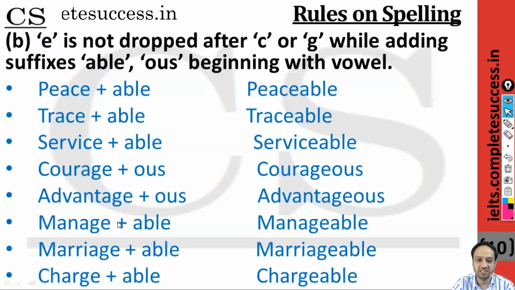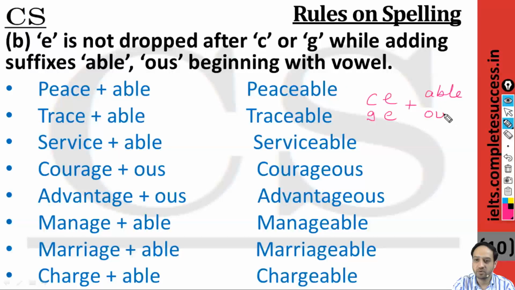So in all such cases when we add able or OUS, if before E there is C, or before E there is G, and we add able or OUS, we keep the letter E. We will not drop the last letter E.